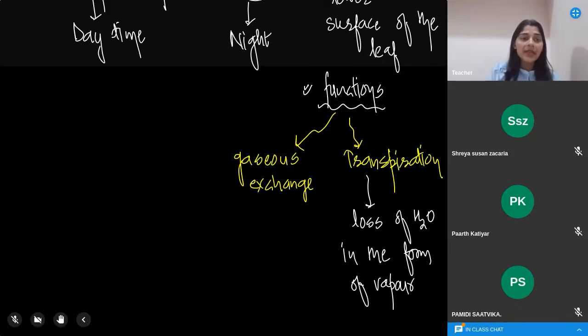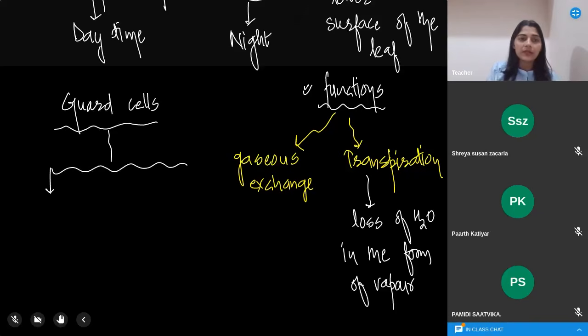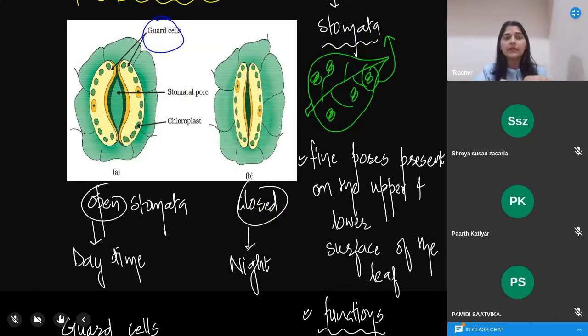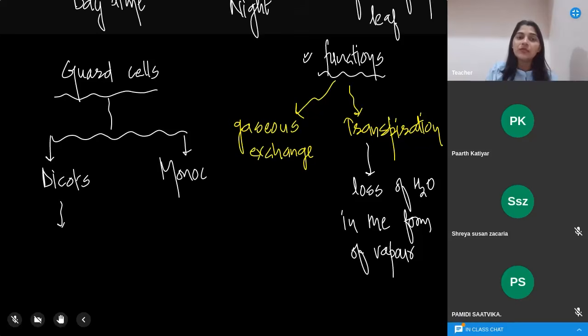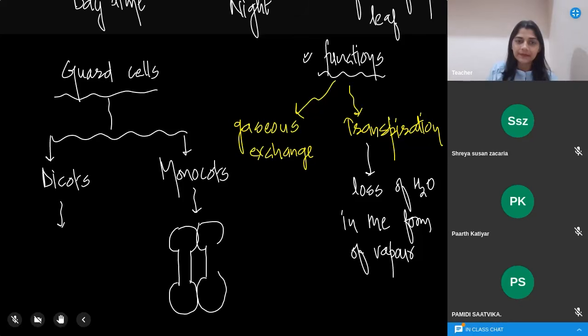Correct. And one more very important thing about these guard cells is that in the case of dicots and monocots, there are different guard cells present. So the picture which you are seeing right here, what is it? These are the stomata of dicots or monocots? Dicots. Correct, dicots. Dicots will have kidney-shaped stomata, and monocots will have dumbbell-shaped stomata like this. Ma'am, why?